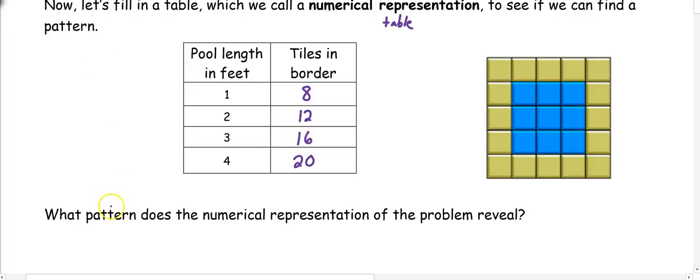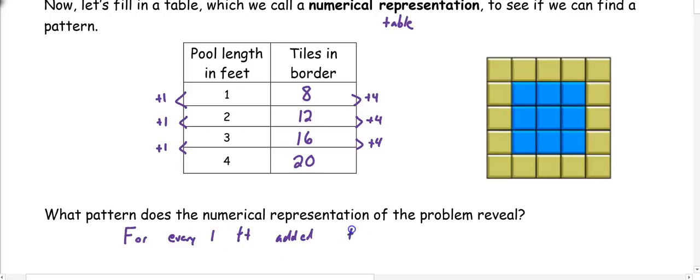So what pattern does the numerical representation reveal? Well, every time that our pool is gaining 1 foot in length, it's gaining 4 extra tiles in the border. So we could say for every 1 foot added to the length, 4 tiles are added to the border.